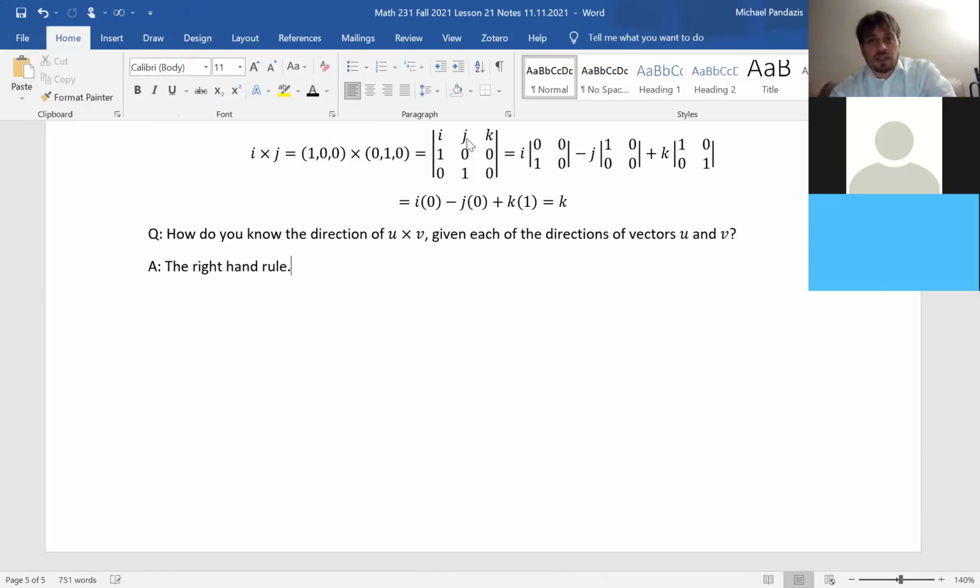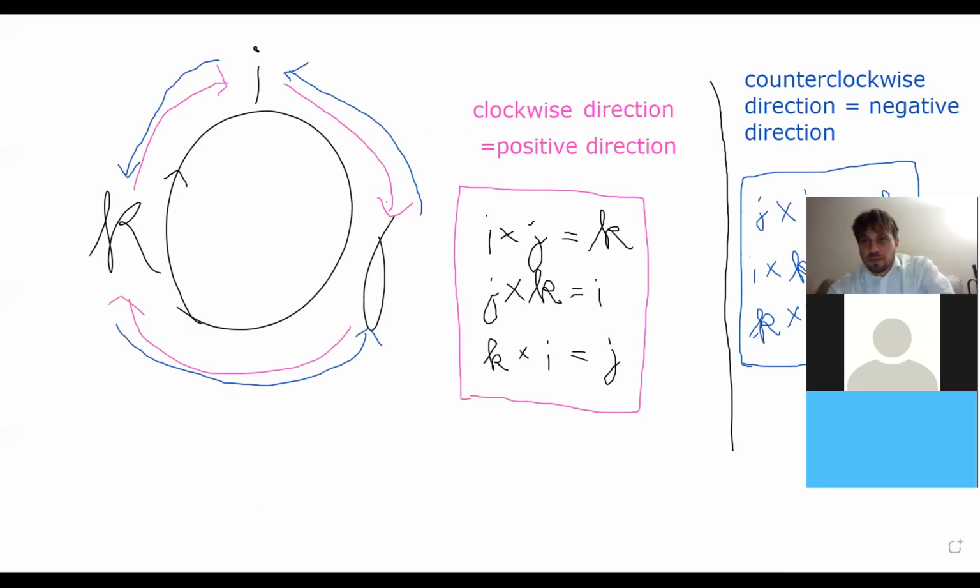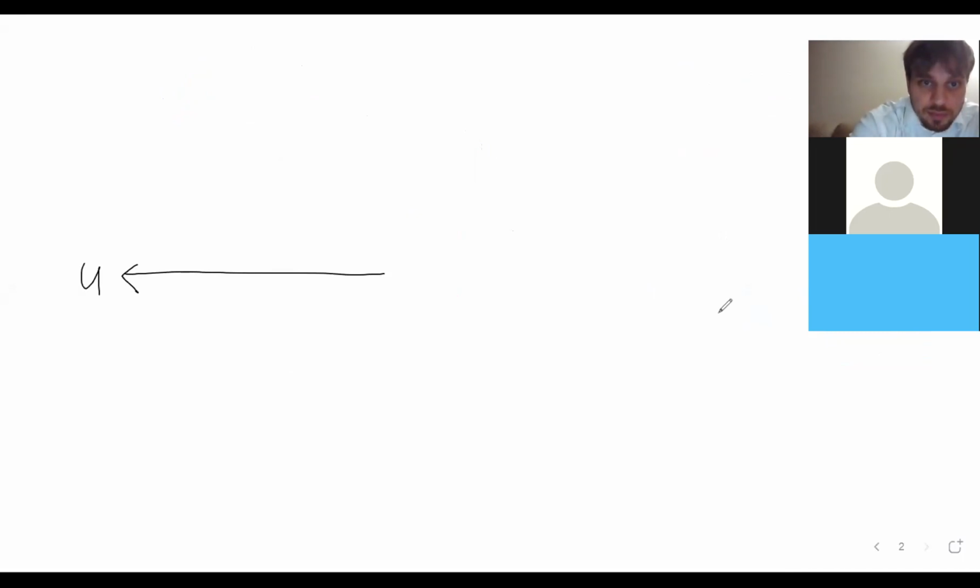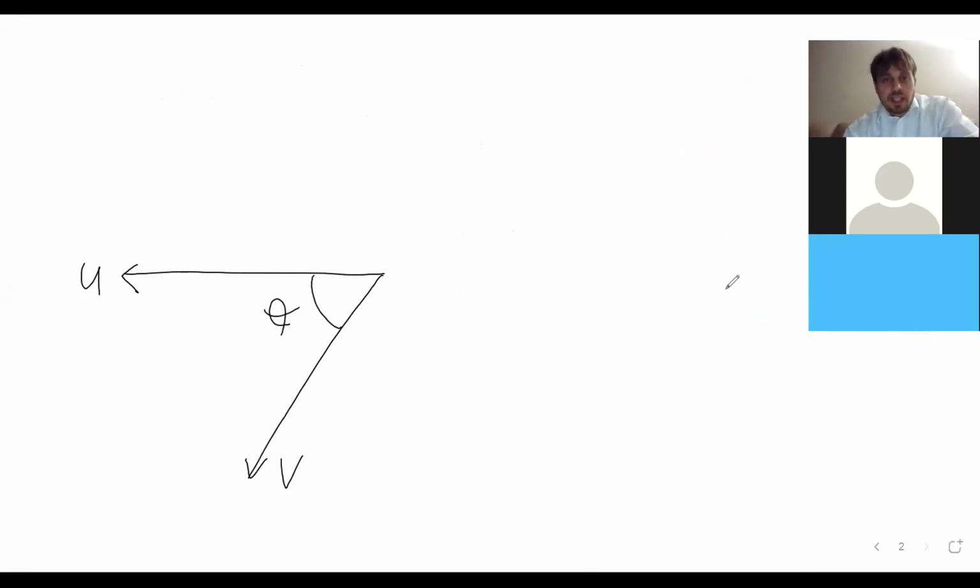So for that, I'm going to draw a picture. Let's say you have a vector u, and you have a vector v, and you have an angle theta between them. Then you want to ask, what is the direction of u cross v? You can find the vector u cross v using the formula, and technically that would give you the direction. You could also take its magnitude and find its length. I'll go into the magnitude also.